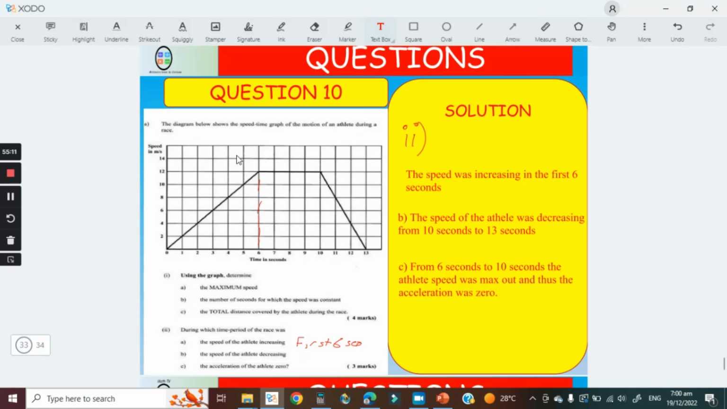And so that covers all the different various questions they can ask you on speed time graph and distance time graph.